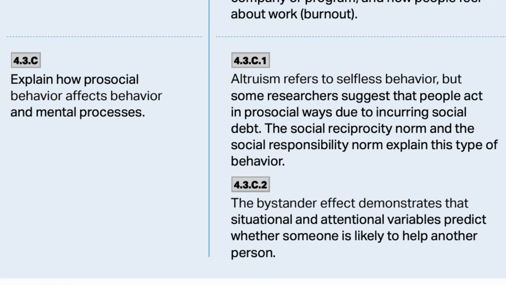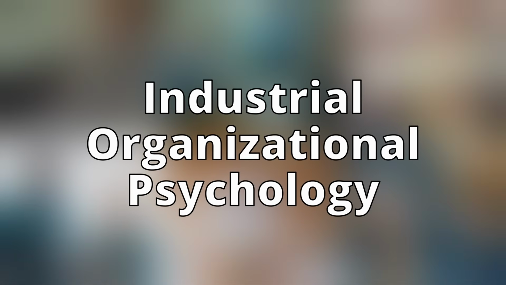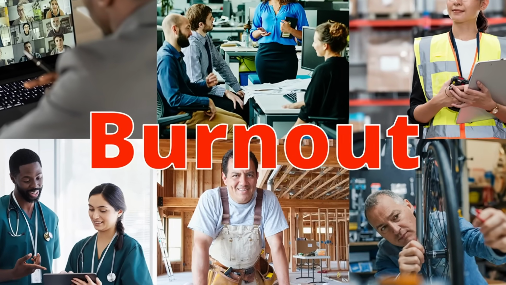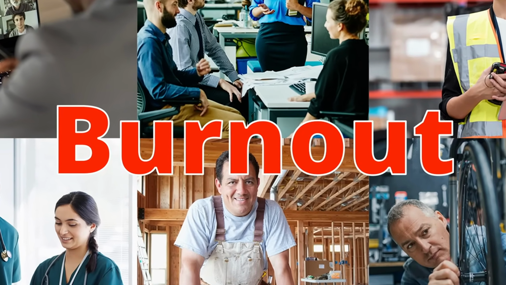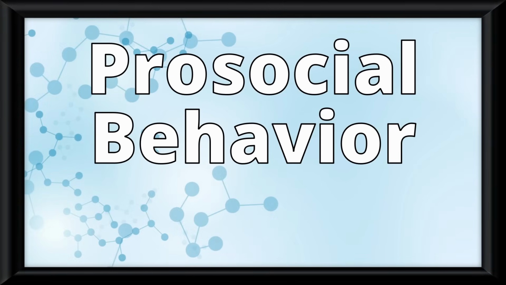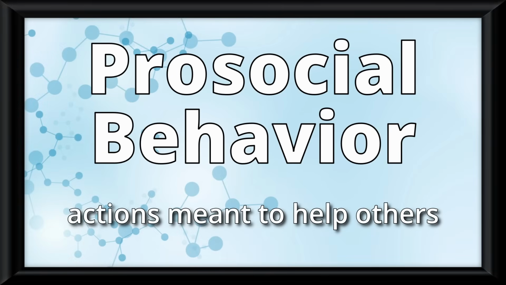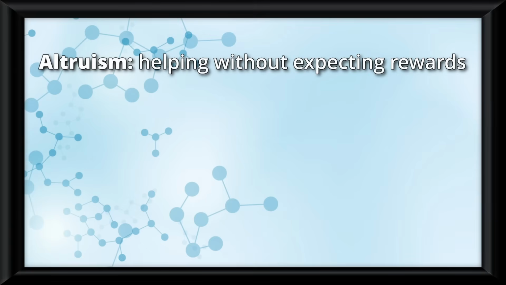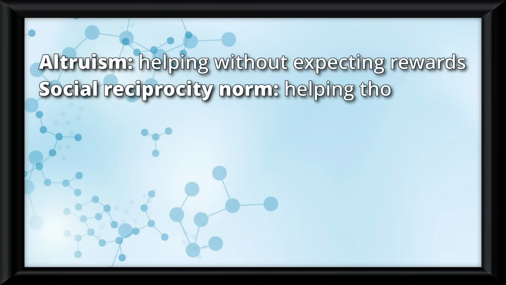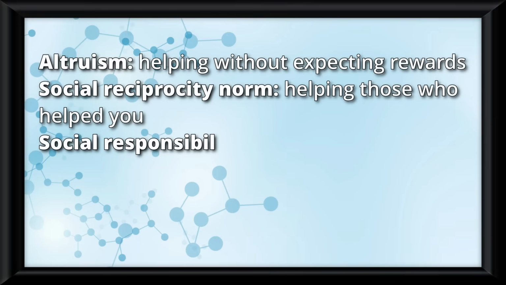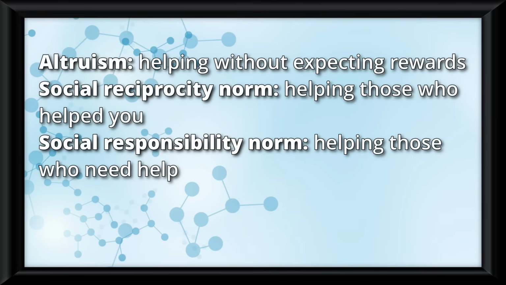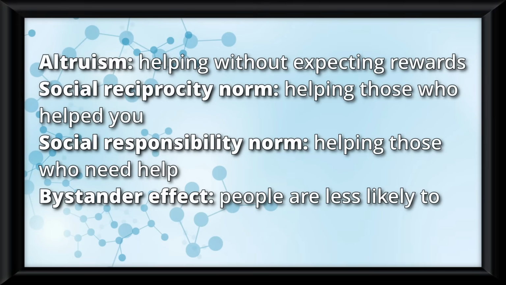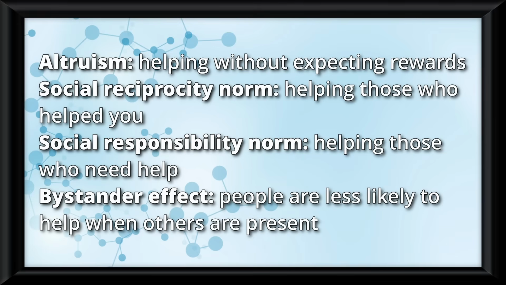Oh my god, dang it, there's more. Industrial organizational psychology studies behavior and productivity in workplaces. Burnout is exhaustion caused by prolonged job stress. And finally, pro-social behavior. This means actions meant to help others. Altruism is helping without expecting rewards. The social reciprocity norm is helping those who helped you. The social responsibility norm is helping those who need help. And finally, the bystander effect is when people are less likely to help when others are present. And oh my god, we're done.